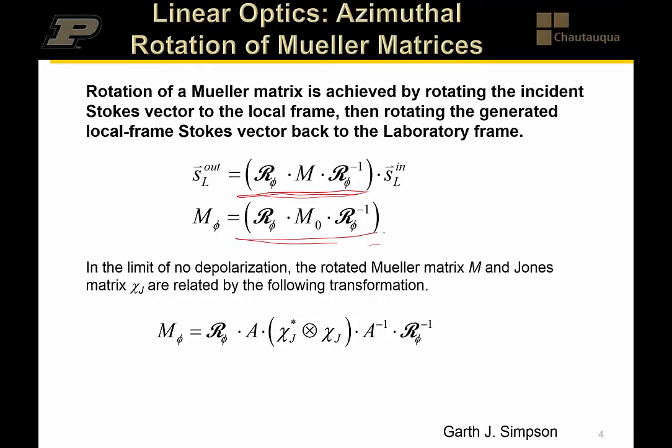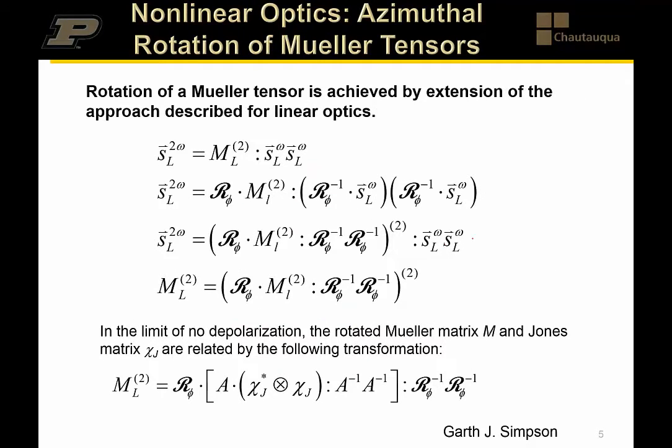In the limit of non-depolarizing interactions, we can substitute in for this M0 and put that in the context of the Jones framework. But the rest of the analysis I'll be describing doesn't actually hinge on the ability to connect back to the Jones. That just adds one additional degree of simplification in the limit of non-depolarizing interactions. So if we look at how we can generalize this for the Mueller tensor, I won't go through the derivation, I'll just give you the final output. It's really quite intuitive. It's exactly analogous to the linear case, except we have to rotate two fields into the local reference frame, let the Mueller tensor operate in the local reference frame, and then rotate back to the laboratory frame. And that gives us our laboratory frame measurement in terms of the symmetry allowed elements within the local frame Mueller tensor.